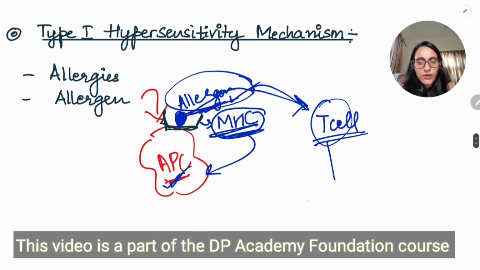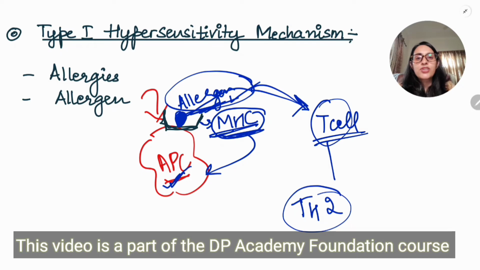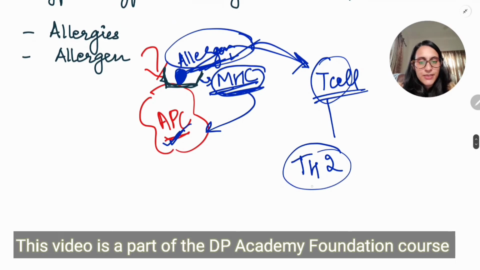And then the T cell is differentiated into a T helper cell. What is a T helper cell? It is the CD4 T cell, which is the master regulator of the immune system. So of the T helper cells we talked about in the previous lecture, T helper cell 1, 2, and 17, the function of T helper cell 2 is to produce interleukin 4, interleukin 5, and interleukin 13.